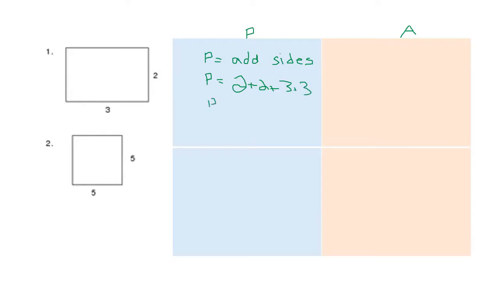Awesome. I need to get like a pen thing. That'll be way cooler. All right, 2 plus 2 is 4. 3 plus 3 is 6. 4 plus 6 gives you a perimeter of 10. And we always put our units. We don't know what the units are in this case, so I'm just going to call them meters.